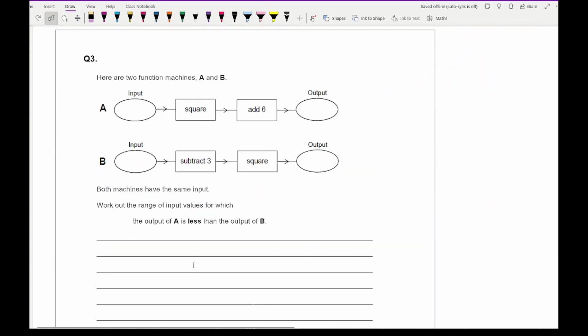Then moving on to question 3, it says here are two function machines A and B. It says both machines have the same input. Work out the range of input values for which the output of A is less than the output of B. So let's have a look at this.